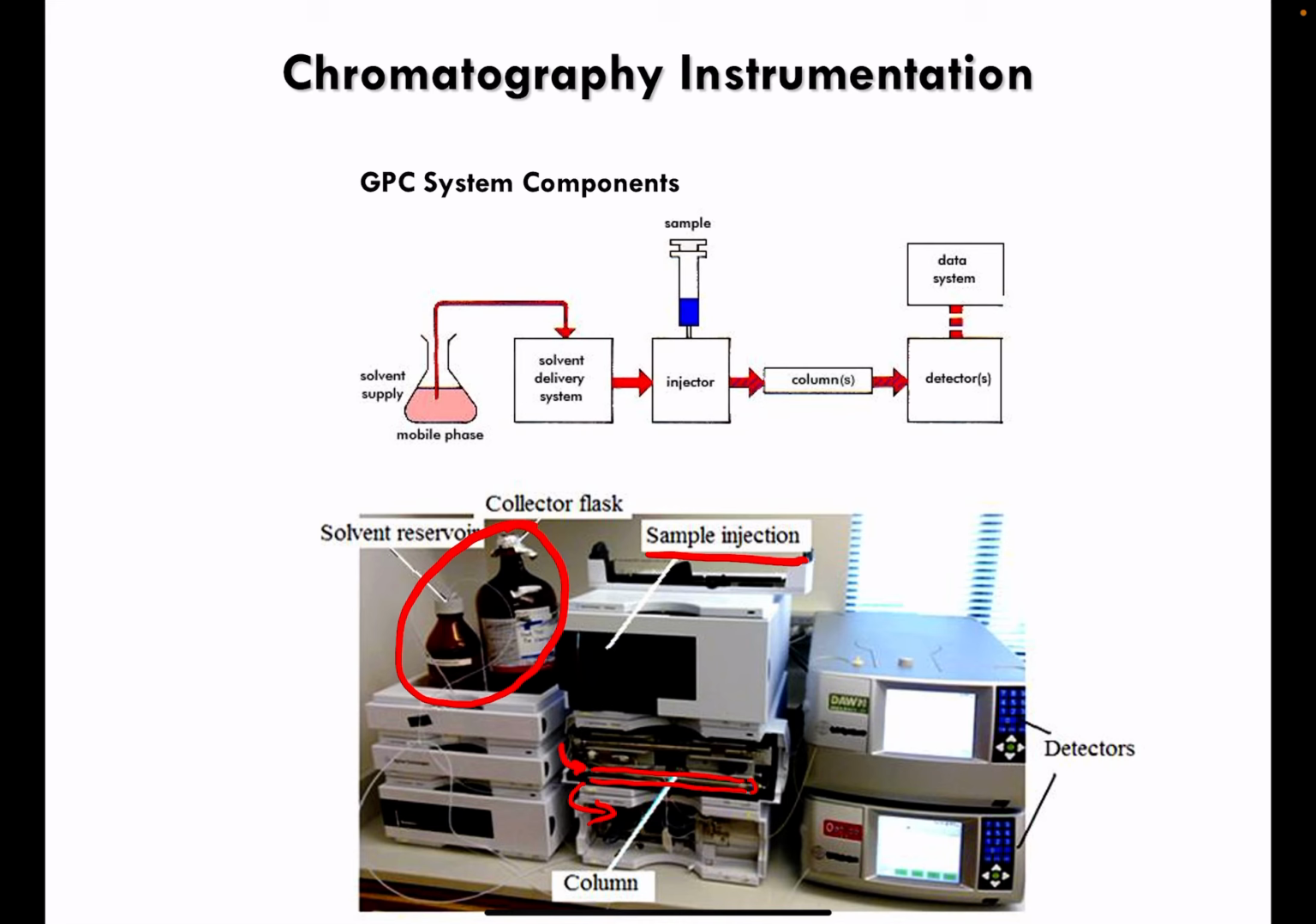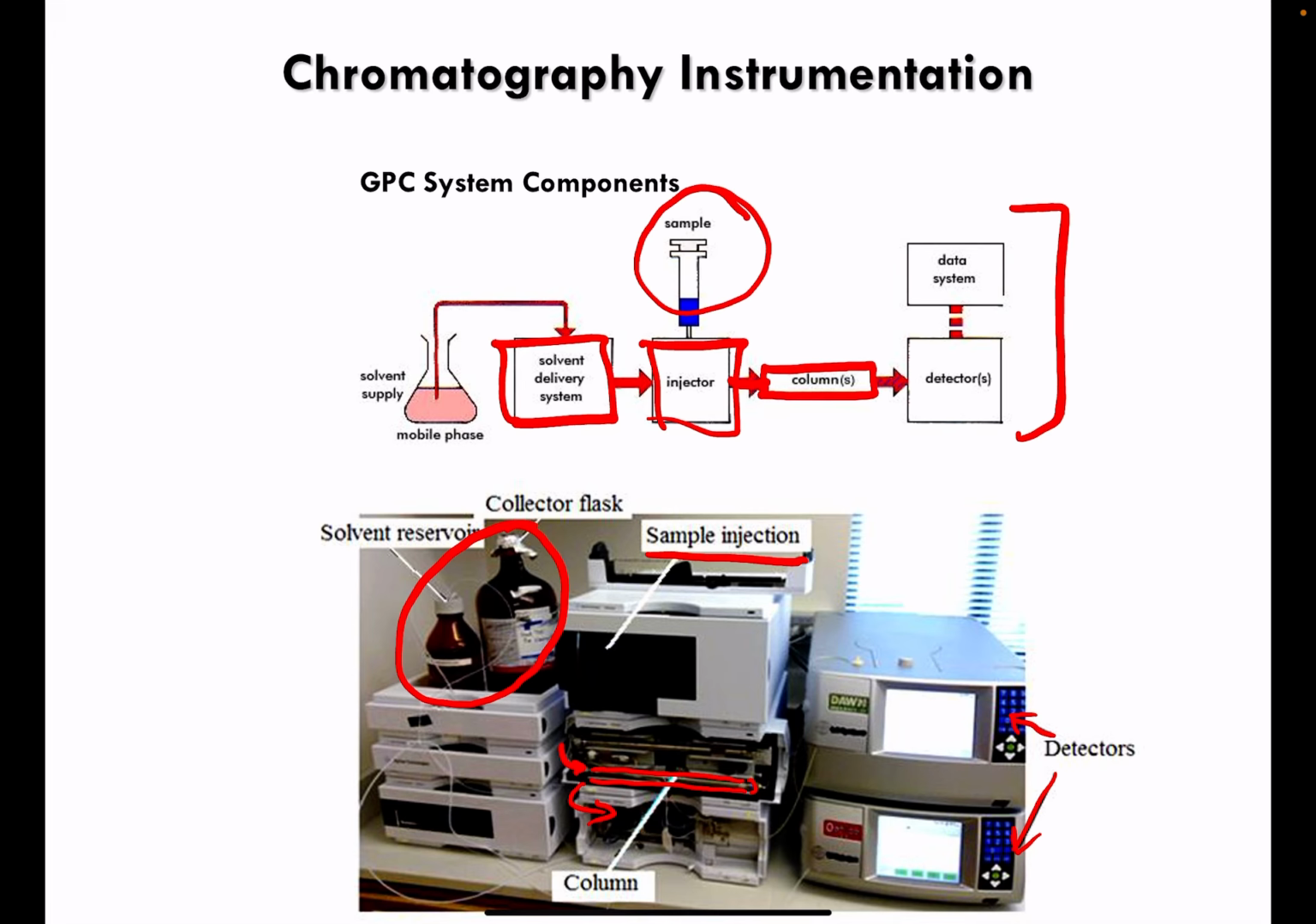And there'll be detectors, as we mentioned, which can be refractive index, viscosity, or light scattering based detectors. Those components are shown here in a more system-type diagram. You can see here the solvent is aspirated and used in the solvent delivery system, which feeds the injector as well as this sample area. Together those allow the sample and solvent to be pushed into the GPC or SEC column.